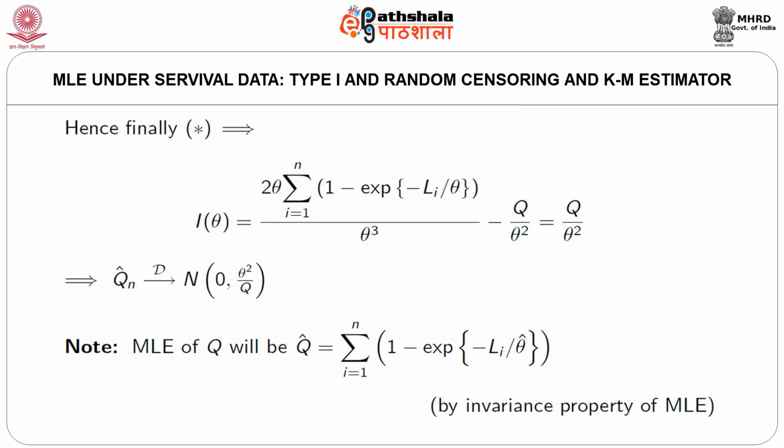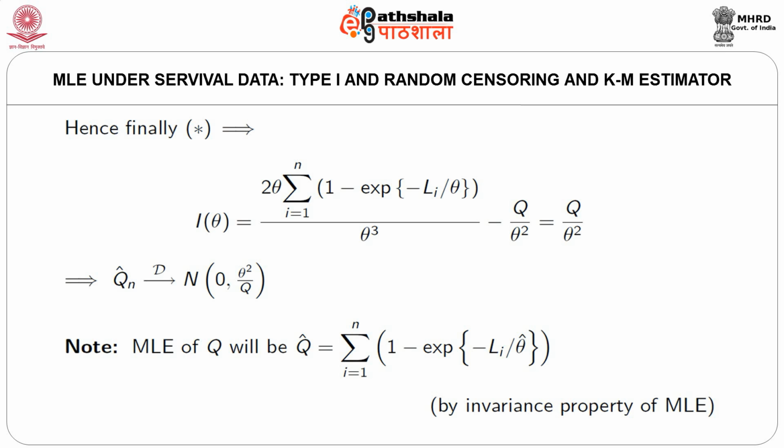Hence finally, star implies Fisher's information I theta equal to twice theta times summation of 1 minus e to the power minus Li by theta, divided by theta cube, minus q by theta square, which on simplification becomes nothing but q by theta square. Therefore the maximum likelihood estimator theta n hat converges in distribution to normal with mean theta and variance theta square by q.